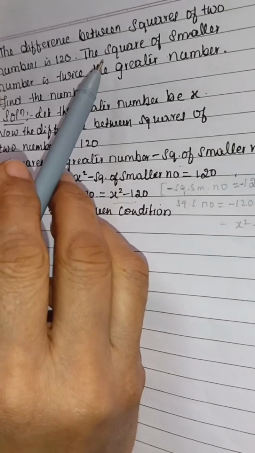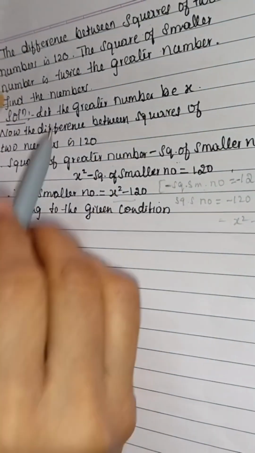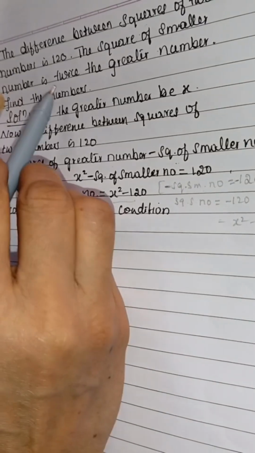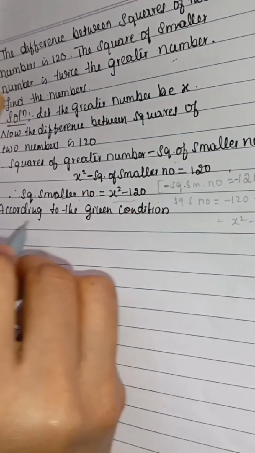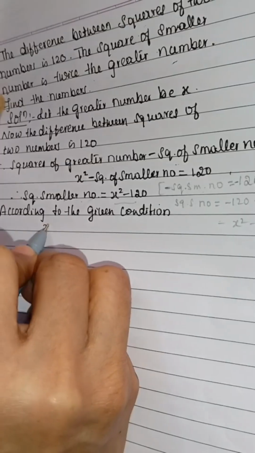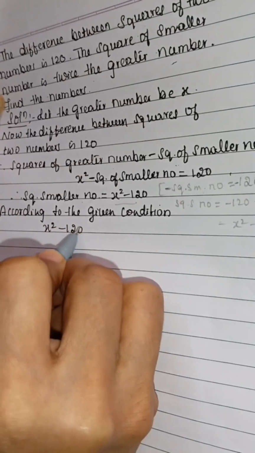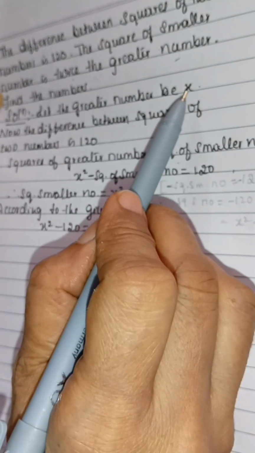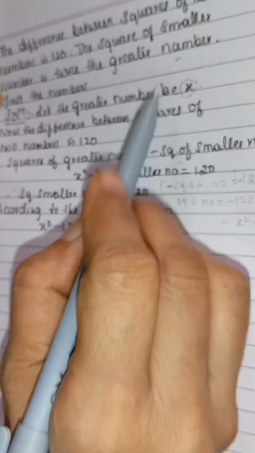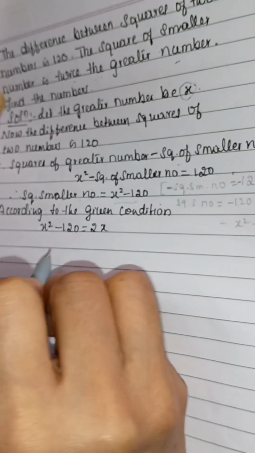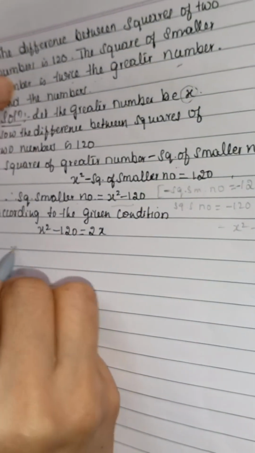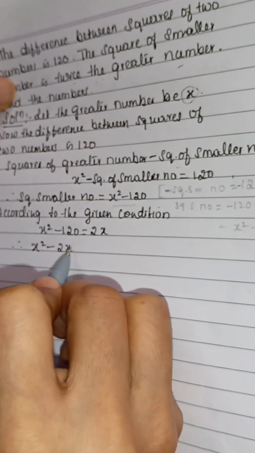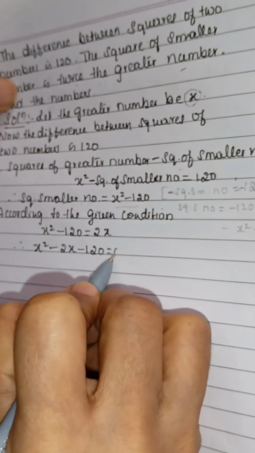see here, the square of the smaller number is twice the greater number. The square of the smaller number is x square minus 120, and it is twice the greater number. The greater number is x, so twice is 2x. Okay, therefore x square, bring to the left-hand side, becomes x square minus 2x minus 120 equal to 0.